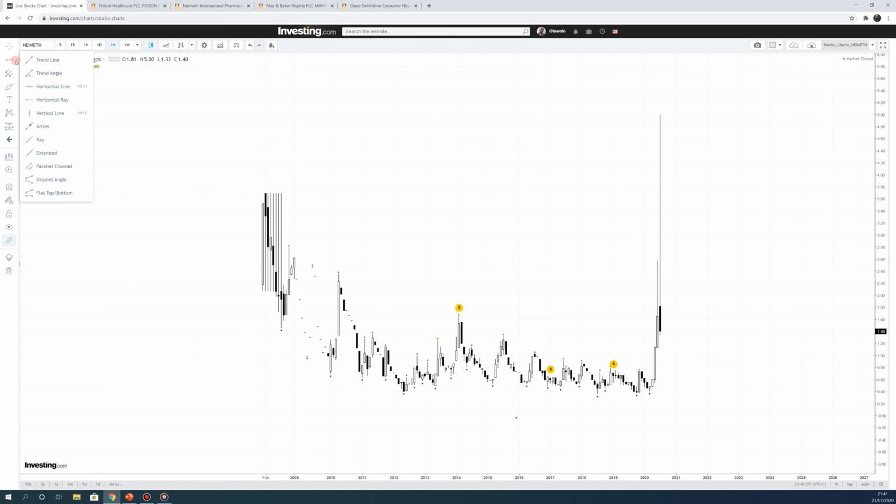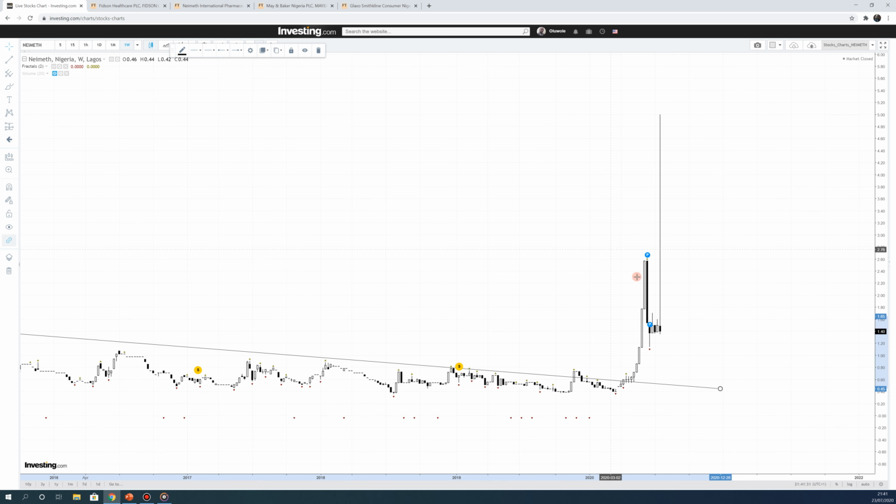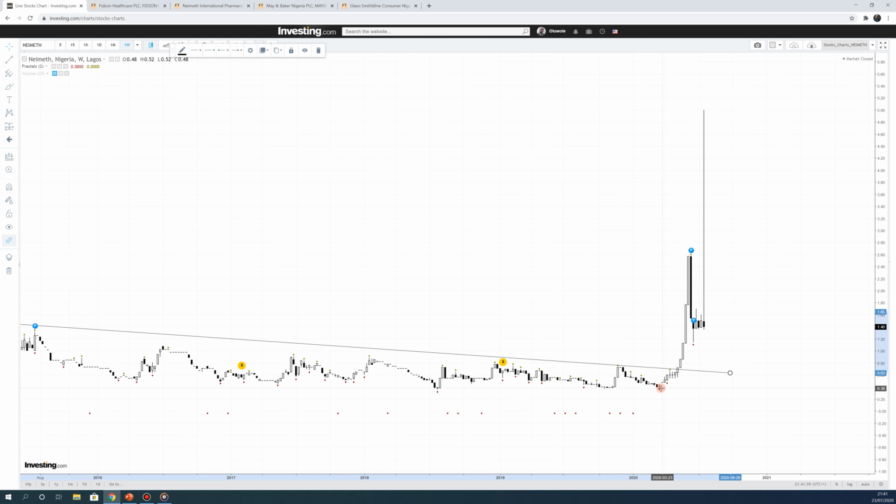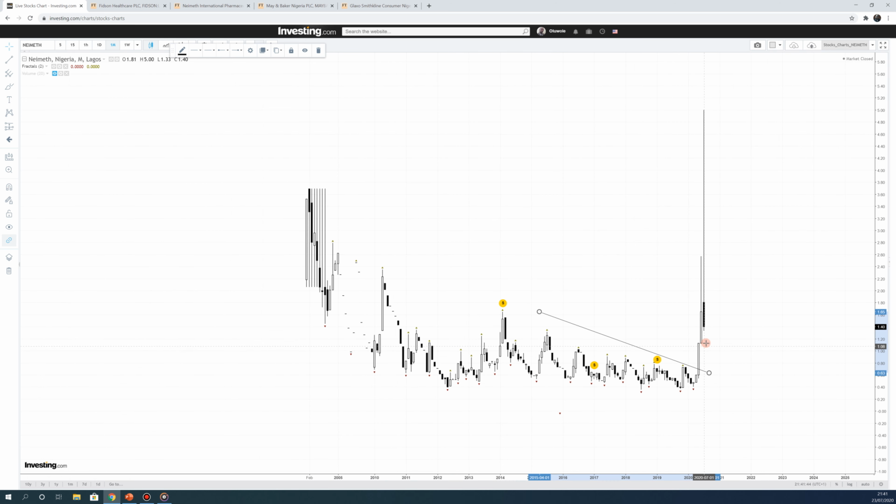Let me put the trend line. No, that's not a good trend line. This is a trend line. That's a trend line. So it's a bit far. Let me see with the weekly. What's the weekly saying? Wow, that's a big jump, man. Okay, back to monthly.